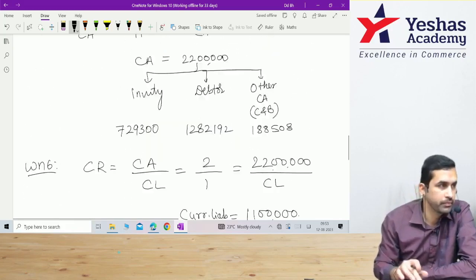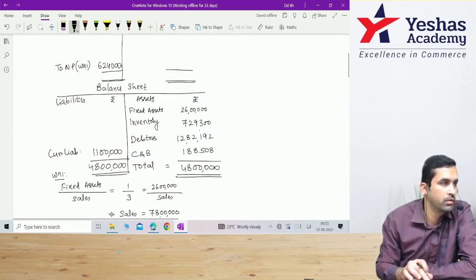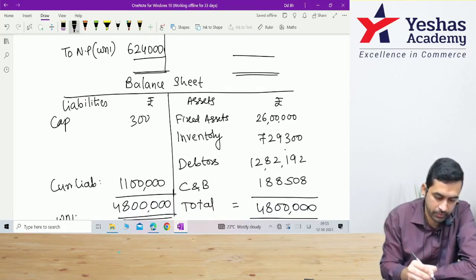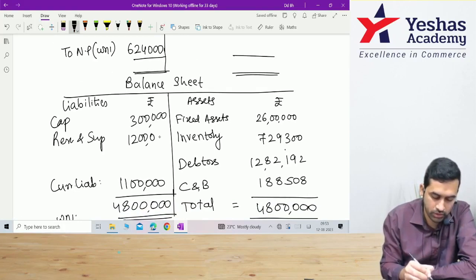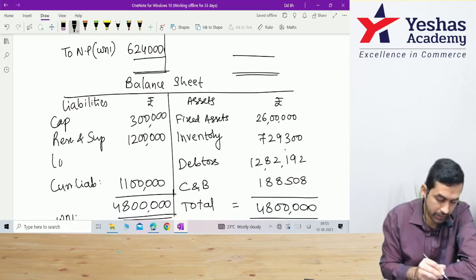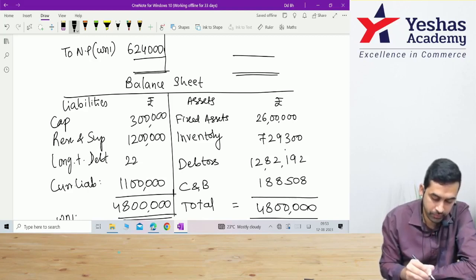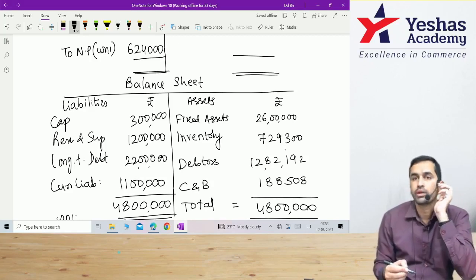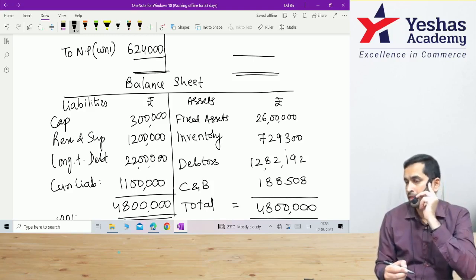Yes, capital 3 lakh, reserve and surplus 12 lakh, long term debt 22 lakhs. You write all the working note references in bracket. Balance sheet is done.